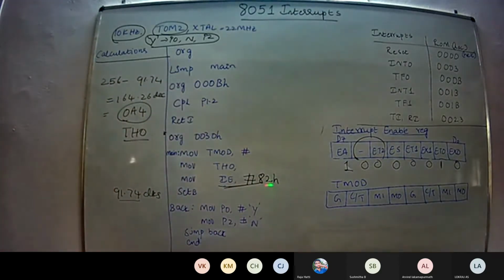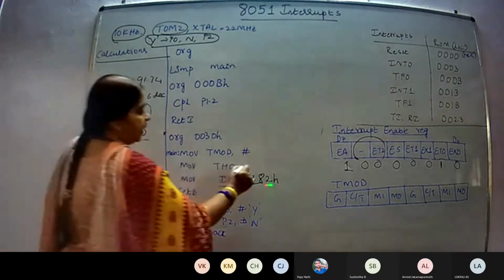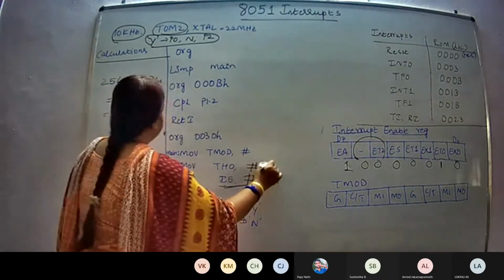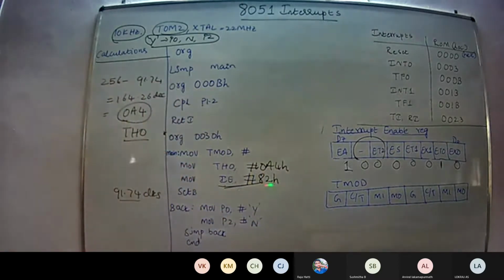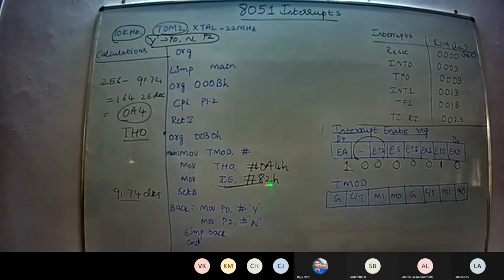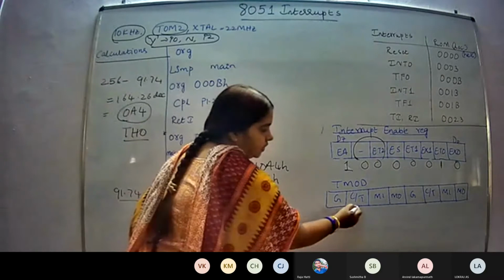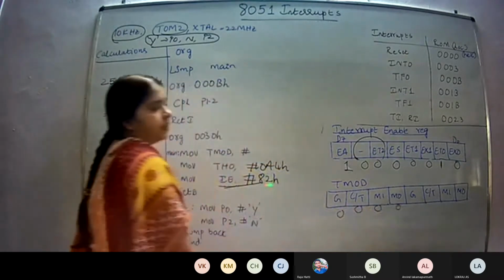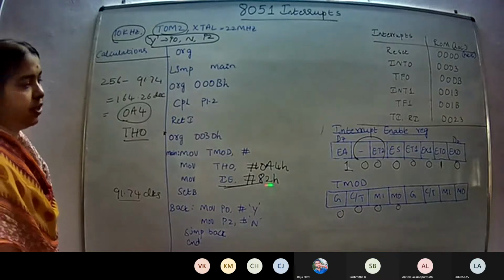Okay, this is important. Next, in TH0, what should be loaded? We have found out the value here. It is #0A4H. Okay. That is completed. And now what should be done with the TMOD register? What should be there in the TMOD register? Since it is timer 0 mode 2, timer 1 is all zeros. Timer 0, and mode 2. It is 0010.